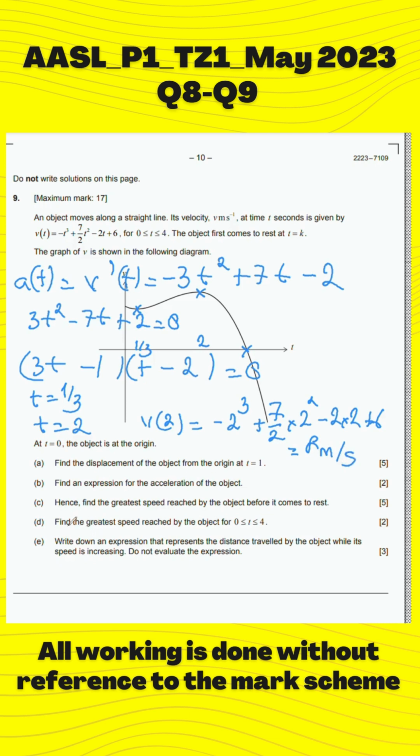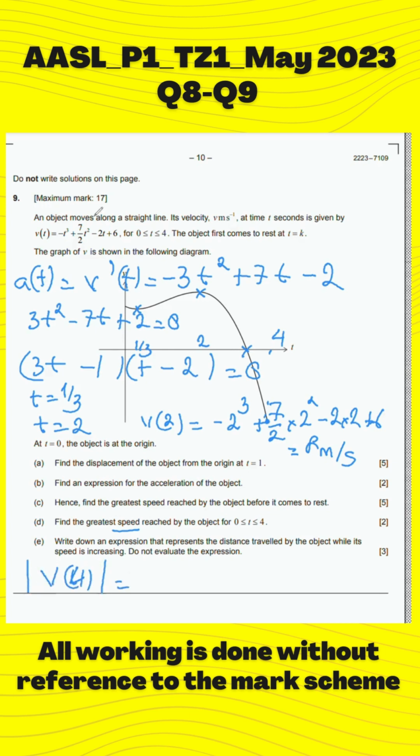Okay, D. Find the greatest speed reached from 0 to 4. So speed will be the absolute value of the velocity. So which one has the greatest distance away from the x-axis? It must be here, when t equals 4. So we must find the absolute value of v(4).